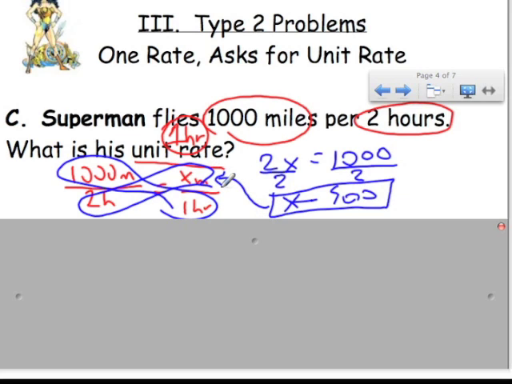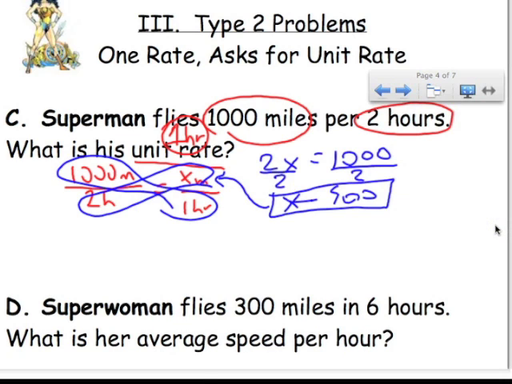I'd like you to stop the video here and you try looking at this problem D. Superwoman flies 300 miles in 6 hours. What is her average speed per hour? And I'm going to give you a little hint and say it's asking for the average speed per 1 hour. Stop the video here, press play when you're ready to check your answer.